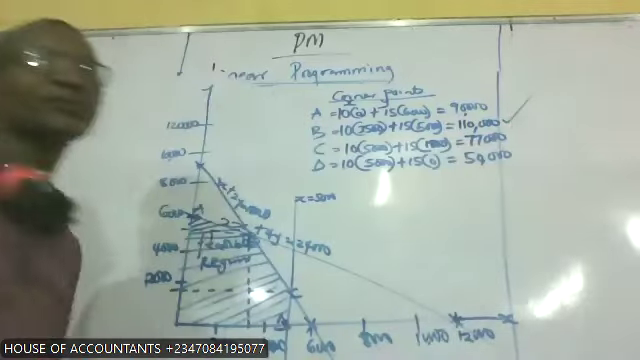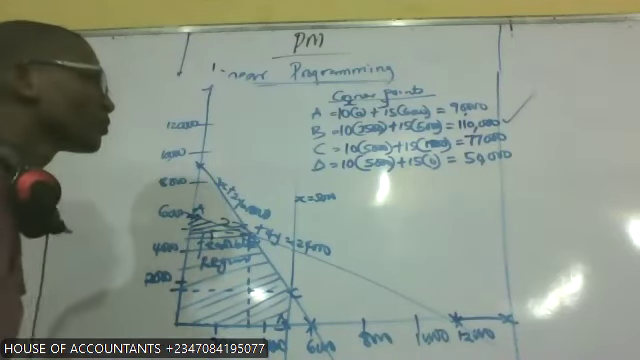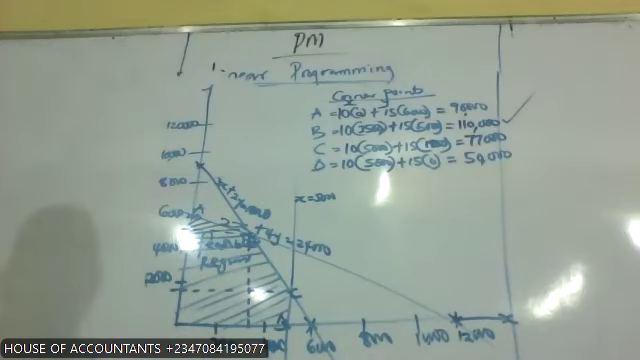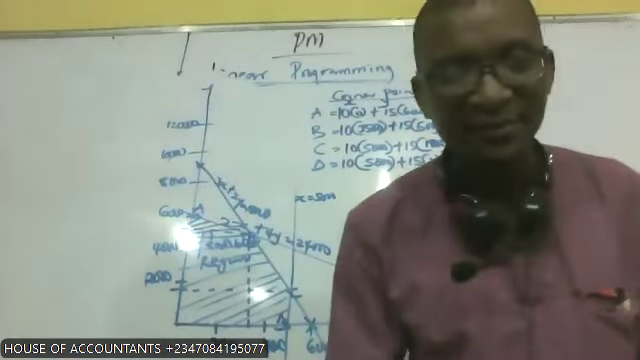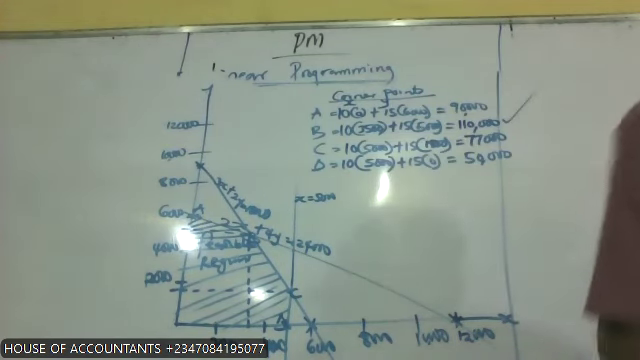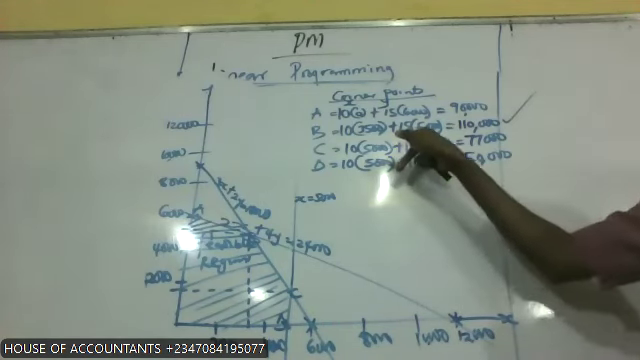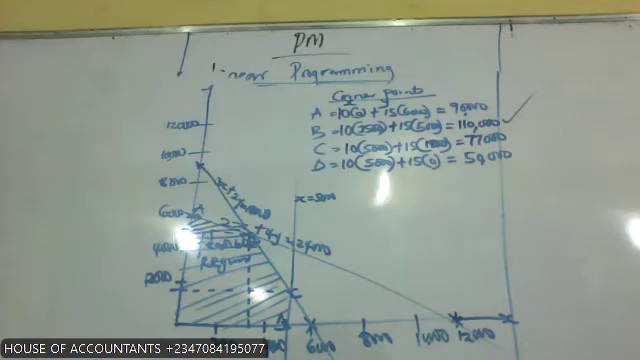Optimal point is B. What does it mean? It means the organization should produce 3,500 of eggs and 5,000 units to maximize the contribution. Any other question?